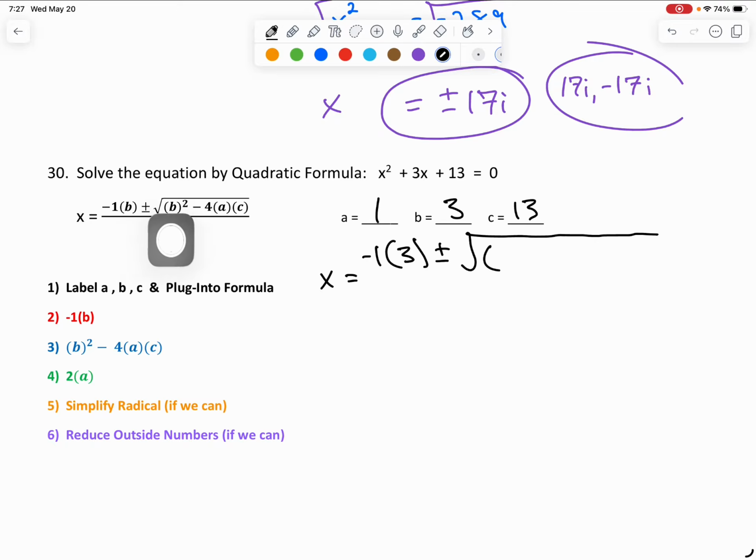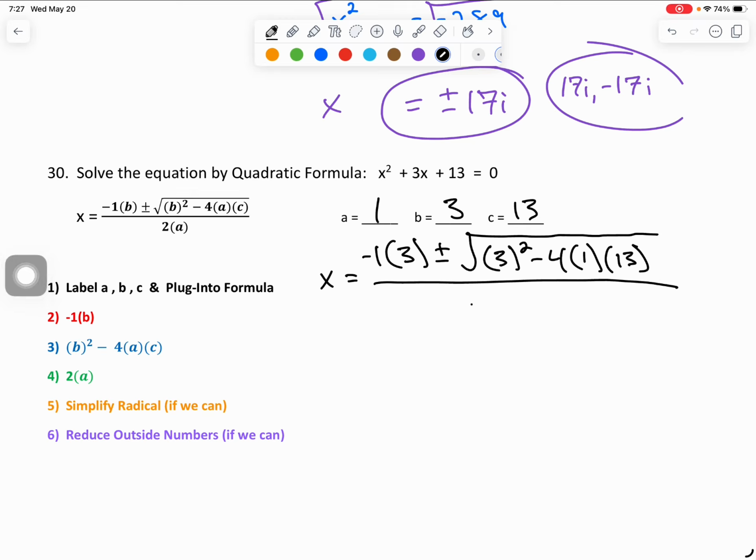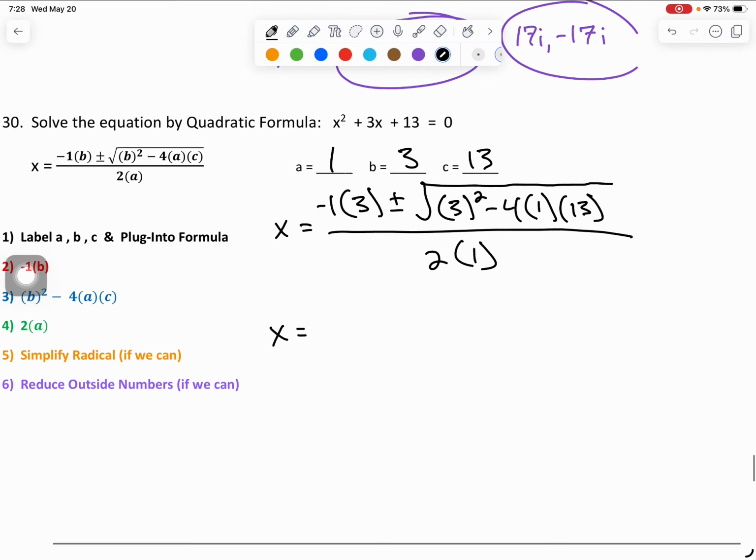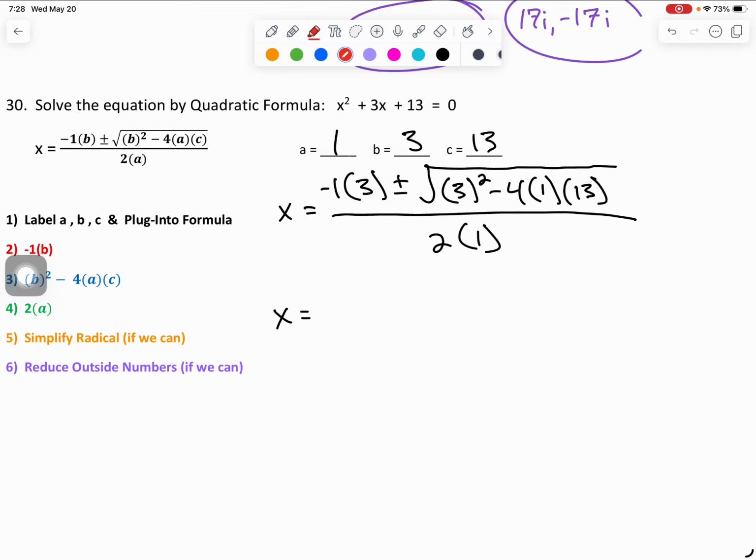All right, then it says to do that B squared. That's really important to put this in parentheses when it's negative. That way the calculator, if you use an 83 or 82, 84, whatever it may be, will not make a mistake for you. C being 13. Set that over 2 times A, which is 2 times 1. And then from here, guys, again, I know, Mr. Richards, baby steps. I know. Negative 1 times 3 is negative 3.